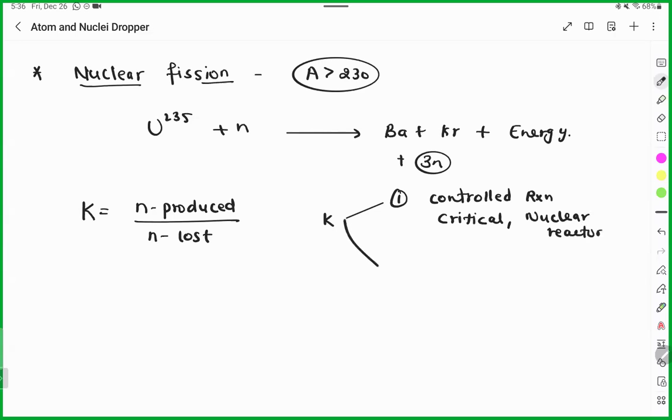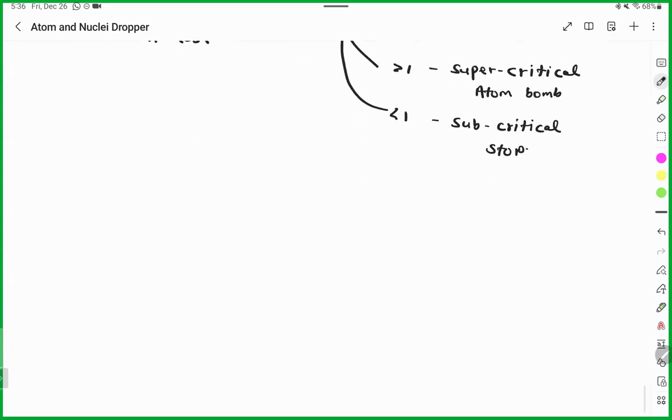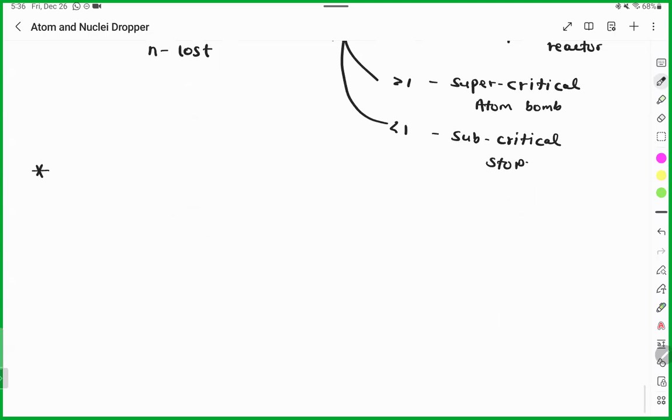Second, if K value is greater than 1, it is supercritical. Supercritical means it is dangerous. And when it is dangerous, it can be used in the atom bomb because too much energy is produced continuously. If it is less than 1, then it is subcritical, meaning not enough amount is present. If not enough amount, ultimately it will stop. Based on this nuclear fission, we can say for the nuclear reactor, your reproduction factor should be 1.